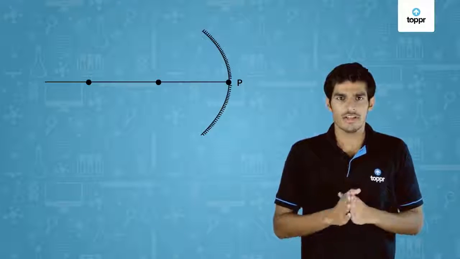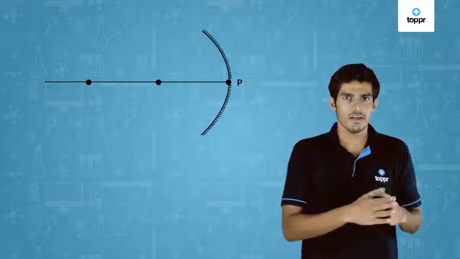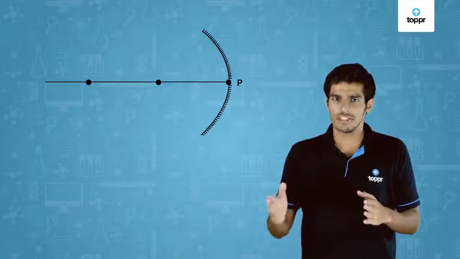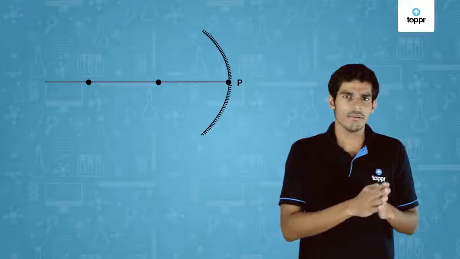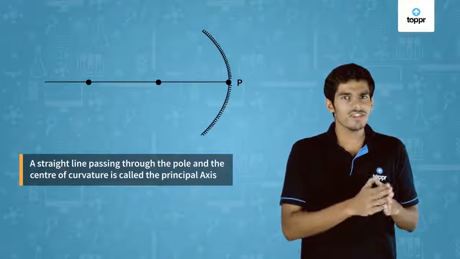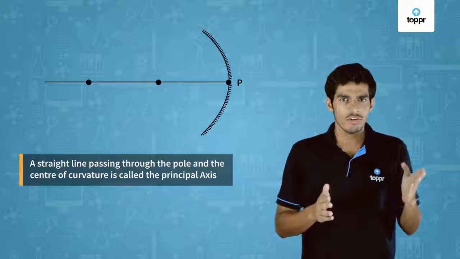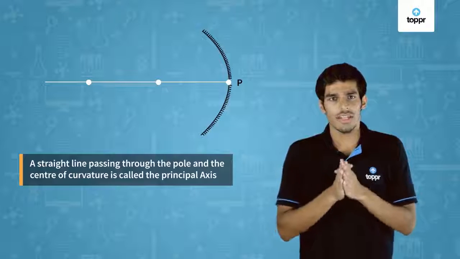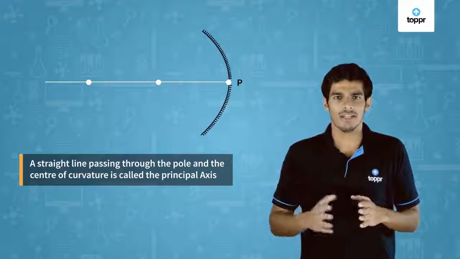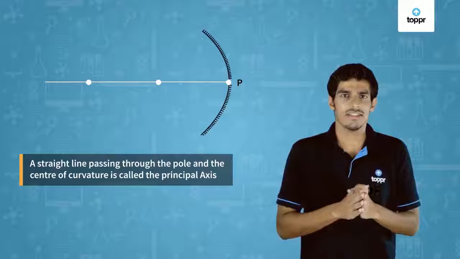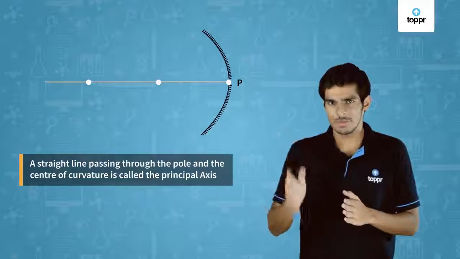The radius of the sphere of which the spherical mirror is a part is called the radius of curvature, and it is represented by R. Now, if I imagine a straight line passing from the center of curvature and the pole, the line I get is called the principal axis. The principal axis is the normal to the mirror at its pole. Now, once we are clear with these terms, let us perform an activity.